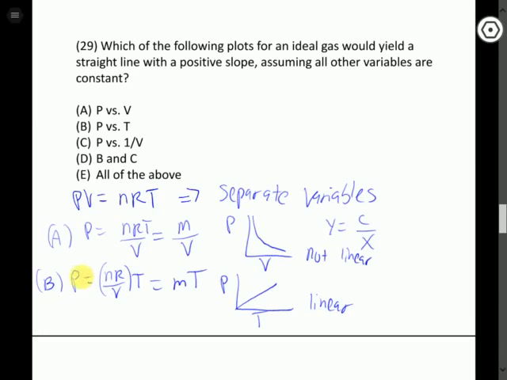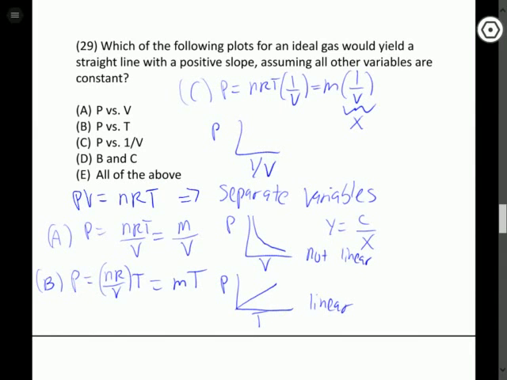And then finally, choice C, pressure versus 1 over volume. Pressure is equal to nRT times 1 over V, which is equal to some constant times 1 over V. But if this whole thing is our x variable, so we have pressure and 1 over the volume this time on the x-axis, this will give us a straight line. Here we're not just plotting volume as our x variable, we're plotting 1 over the volume, the inverse of the volume. So if we replace that whole thing with x, that's going to give us a straight line also. So both B and C will give us linear plots.